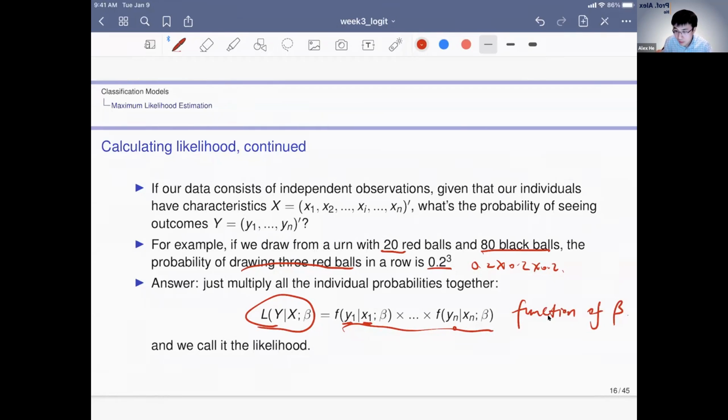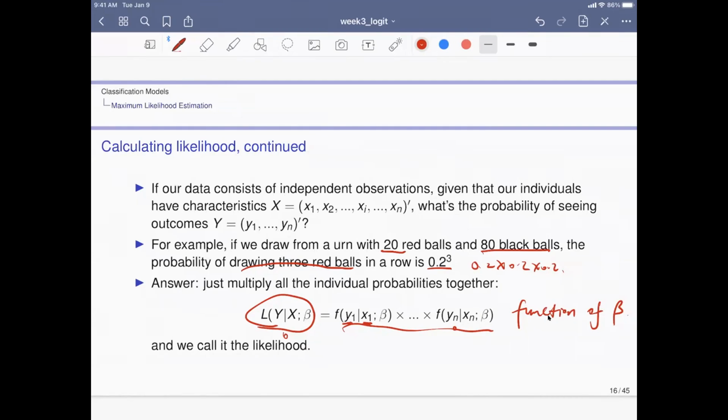It's also a function of x, but we know x, right? So we can just insert the values of x and y into this function and calculate this function for any value of beta. And then we want the beta that maximizes this function, so that maximizes the likelihood of us seeing the data.